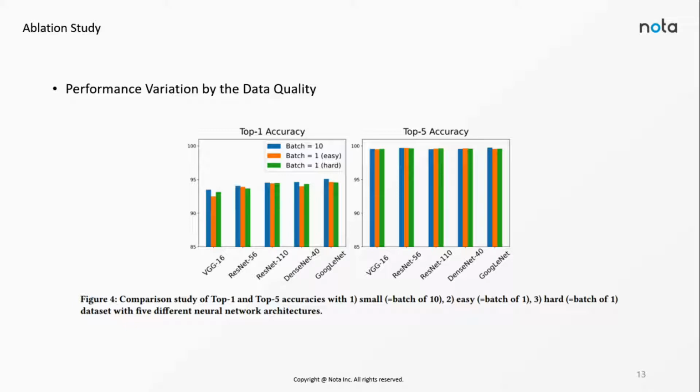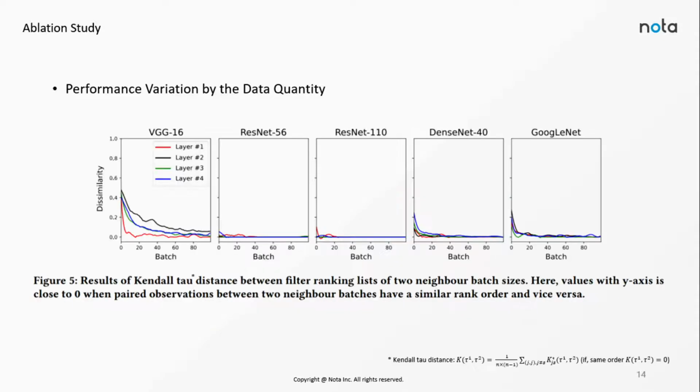We select a single batch with the lowest loss as an easy dataset and the hard dataset vice versa. As you can see here, there is no significant difference between the model compressed by the easy dataset and the hard dataset. This means our proposed method is quite consistent regardless of the data quality. The second ablation study is about the data quantity.